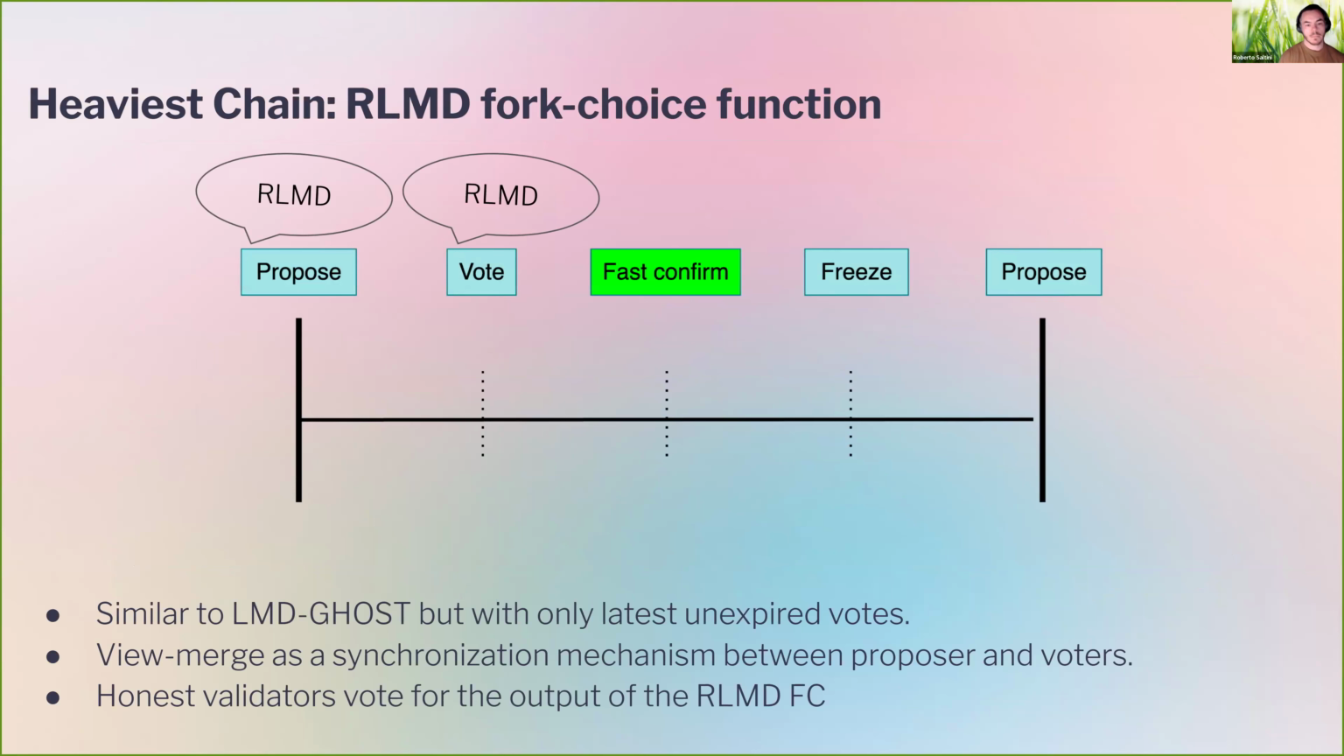Now, going back to how the slot and the protocol unfold. If you consider RLMD, this is, as I said, very similar to RLMD-GHOST, and what happens is that at the propose stage, the proposer will build a block that extends the output of the fork choice function. And at the vote stage, validators will vote for the output of the fork choice function, which, if the proposer is honest and the network is synchronous, will actually be the block that has been proposed.